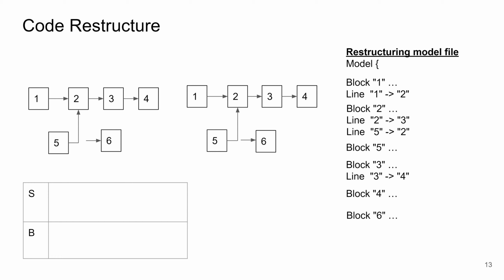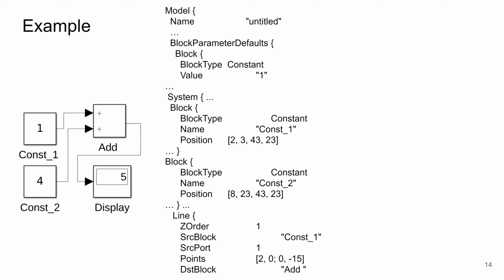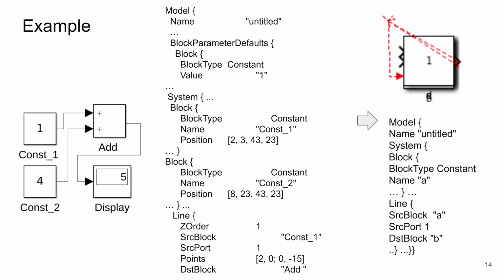So here is an example of an actual Simulink model and its corresponding model file. Note that the model file has over 1K lines. SLGPT's code restructuring and rewriting steps compress the representation to about 50 lines. Because the code rewriting removes position information, all blocks are superimposed.